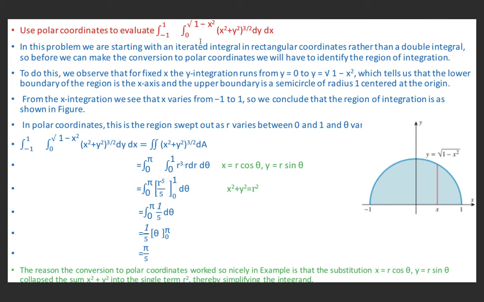So first of all, we will sketch the graph of this region, for which y varies from 0 to under root 1 minus x square and x varies from minus 1 to 1. If we sketch this graph, then this is the line x equal to minus 1, this is the line x equal to 1, this is the line y equal to 0, and this is the curve y equal to under root 1 minus x square. So this is the sketch of the region which is given to us.